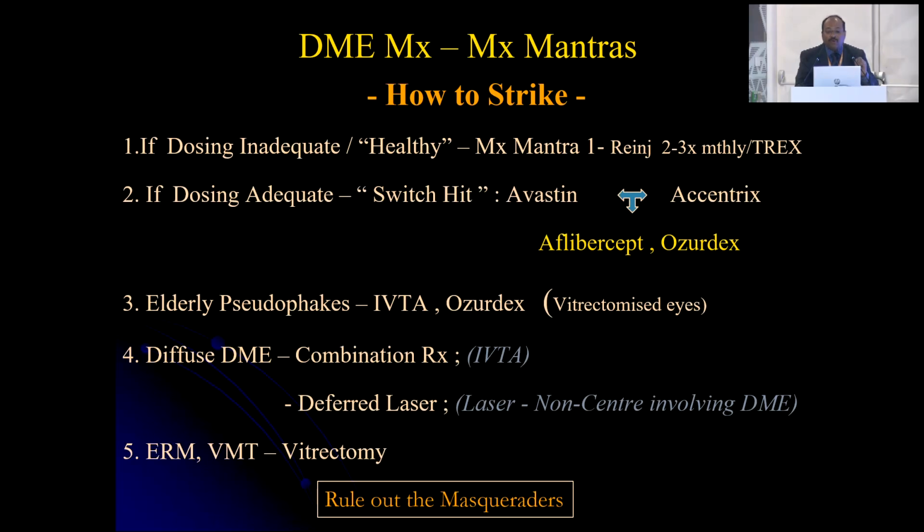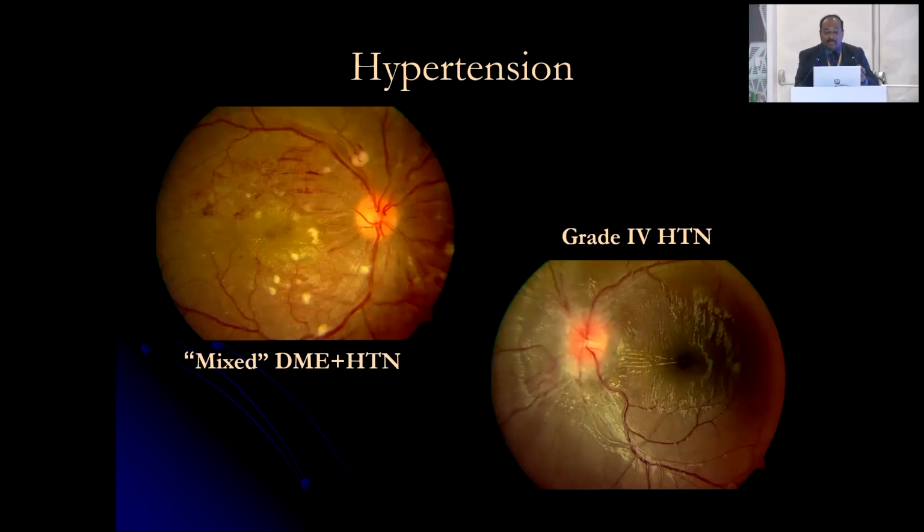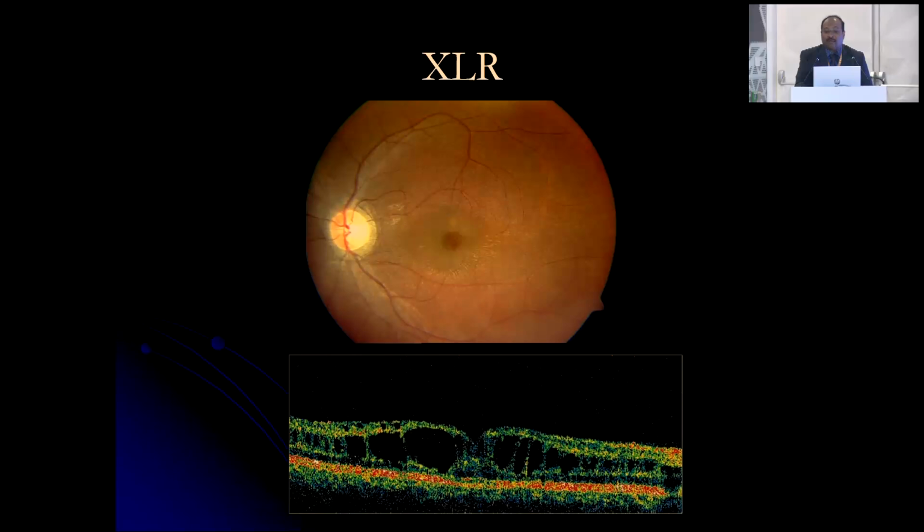Also, the role for laser, focal laser, is still there in non-center involving DME. So please remember, don't dispel your laser machines. They're still valid in non-center involving DME. Epiretinal membrane, VMT, are surgical issues. Vitrectomy is required. Please keep in mind, ruling out masqueraders is important. And you need to look out for hypertension, MACTEL, and X-linked retinoschisis is a rare case, especially in young patients. This vertical palisading mimics DME.